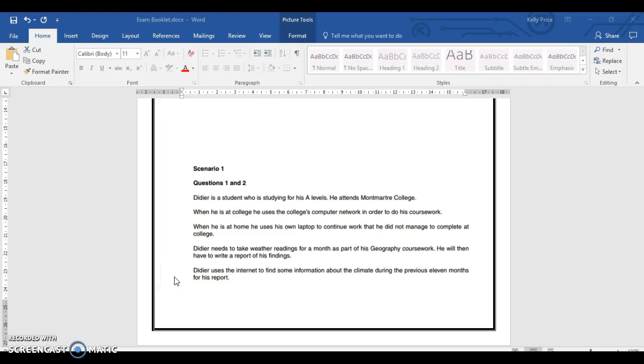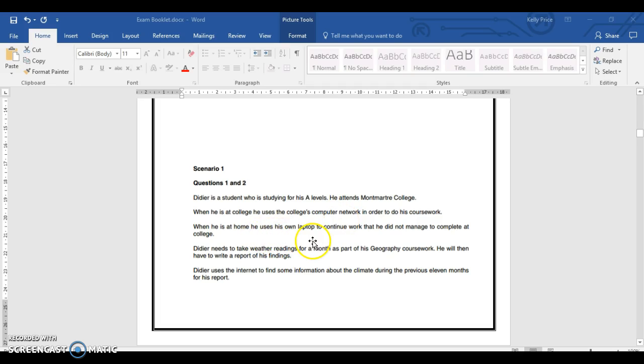Okay, so this one gives you a scenario as well. In the question, you can refer to the scenario, so that's okay. It says, Didier is a student who's studying for his A levels. He attends Montmartre College. When he is at college, he uses the college's computer network in order to do his coursework. Okay, so that's already giving you an indication that he uses a desktop PC.